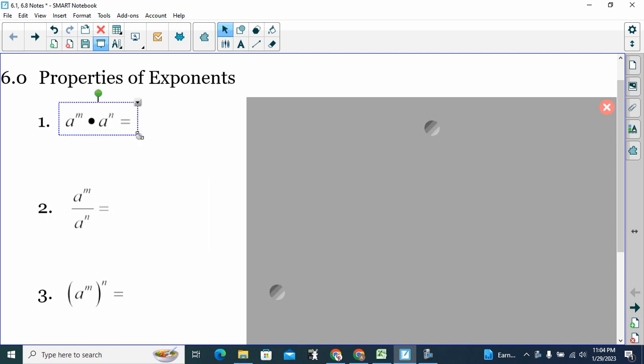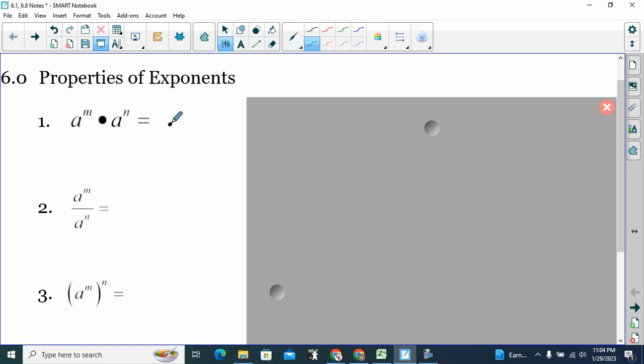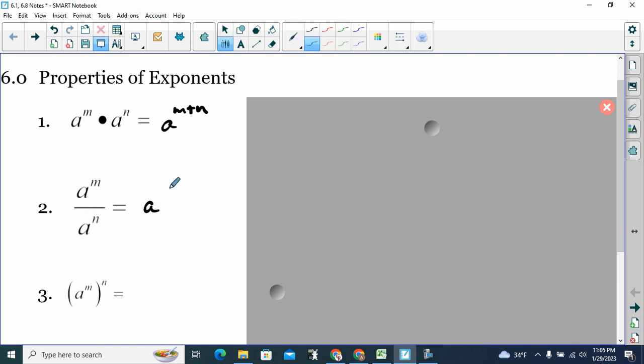The first one says if I multiply two things that have exponents but the same base, that's a times sign. That says a to the m times a to the n. When that's the case, hopefully we remember that we add the exponents. That's going to be a to the m plus n. Second property, when I divide things that have the same base, we subtract their exponents, a to the m minus n.